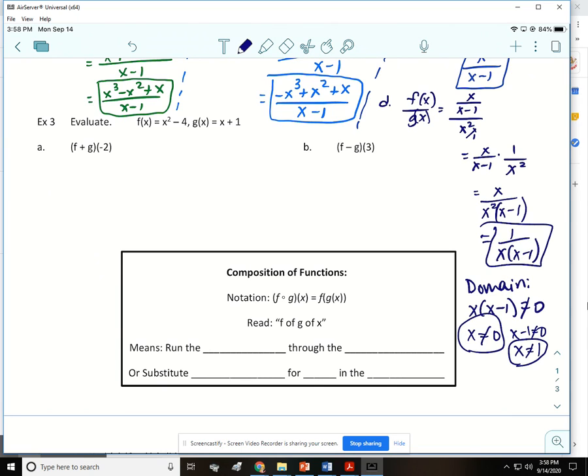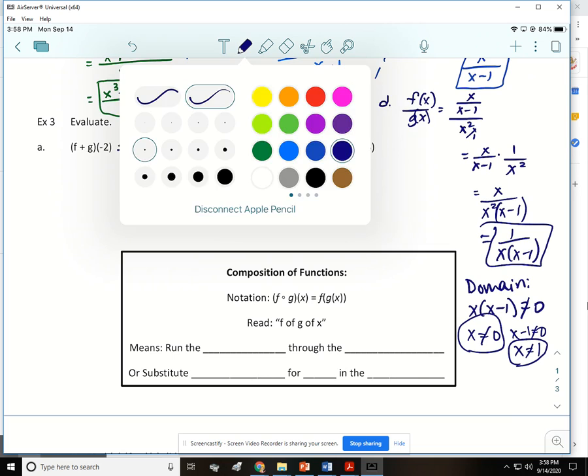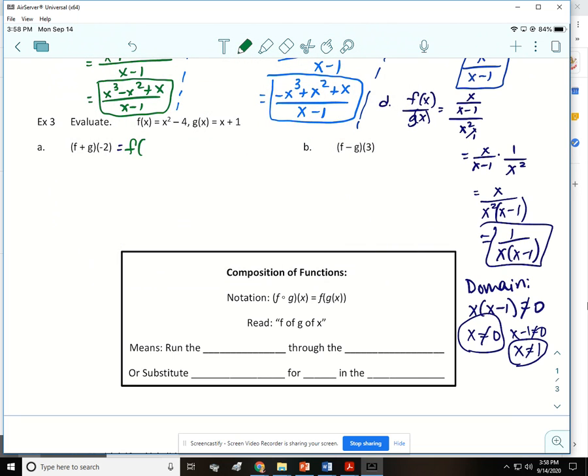Okay. For example 3, we're going to evaluate these functions. So what we have is just written a little different. Instead of f plus g of x, we have f plus g of negative 2. So think about what you think that means. So what it means is f of negative 2 plus g of negative 2. You guys have been able to find f of negative 2 and g of negative 2 for a long time, since you were in Algebra 1.